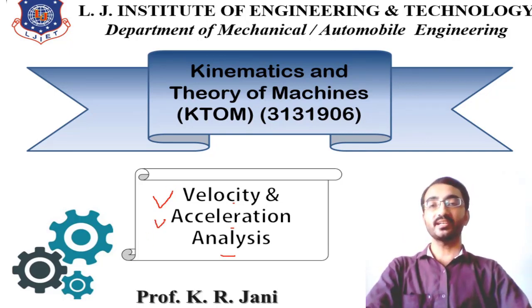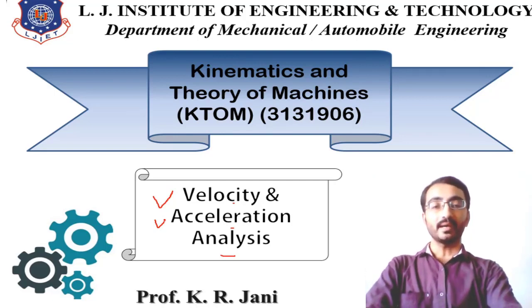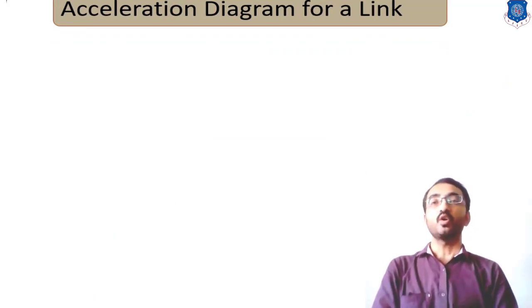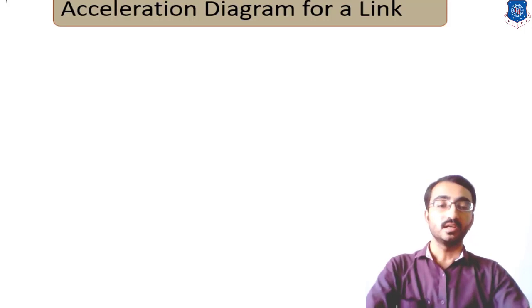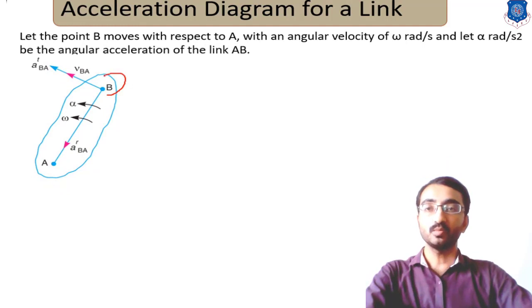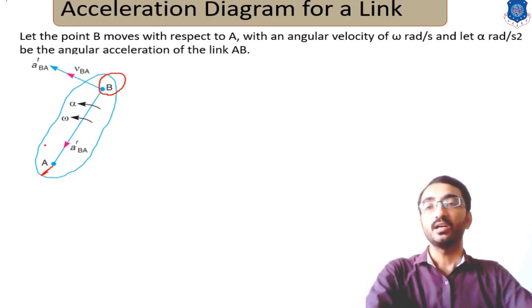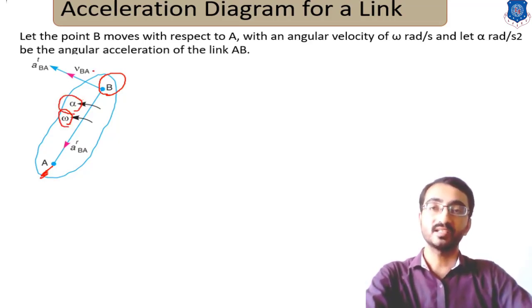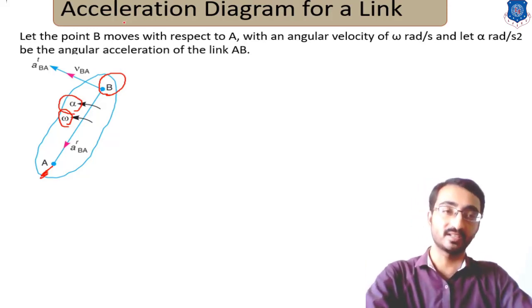To learn this acceleration analysis, first we have to learn the motion, or we can say acceleration diagram. So let's start this session with the acceleration diagram for a link. Let's consider a link AB, in which point B is moving with respect to point A. In this diagram you can observe that with respect to point A, point B is moving. If we consider that it is moving with angular velocity omega and angular acceleration alpha, then we have to draw the acceleration diagram for this link.